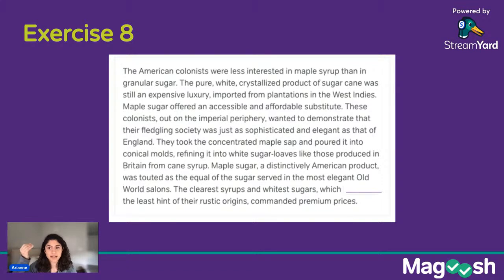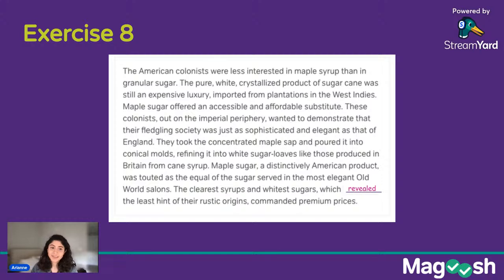But in reality, that byproduct comes from syrups, maple sugars, cane sugars that are ultra processed to look this way. And these can be seen as rustic, as not as elegant, right? So if they are blank, the least hint of the rustic origins, that means that they're showing the least hint. They're trying to hide the connection between the origins and the byproduct or the finished product.